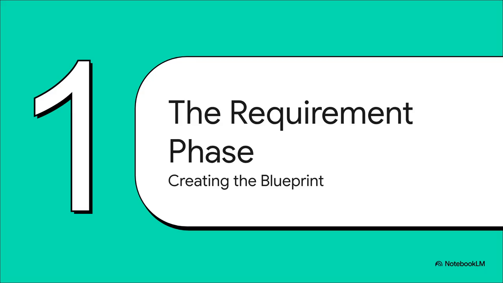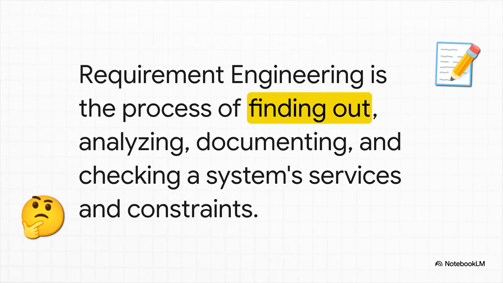So just like any good construction project, we have to start with that blueprint. In the software world, this is called the requirement phase, and honestly, it is absolutely crucial. Now here's something that might actually surprise you. The first and maybe the most important step in building software involves zero coding, none. It's all about talking, listening, and understanding, figuring out precisely what problem we are trying to solve.